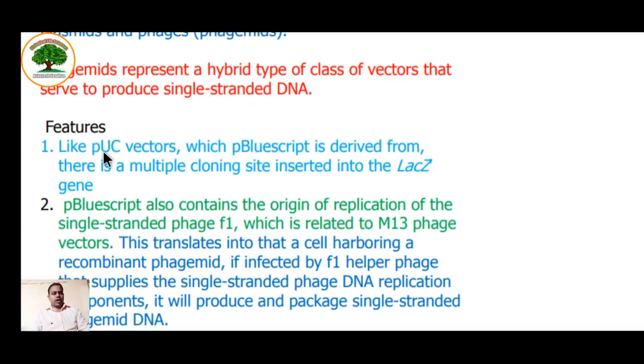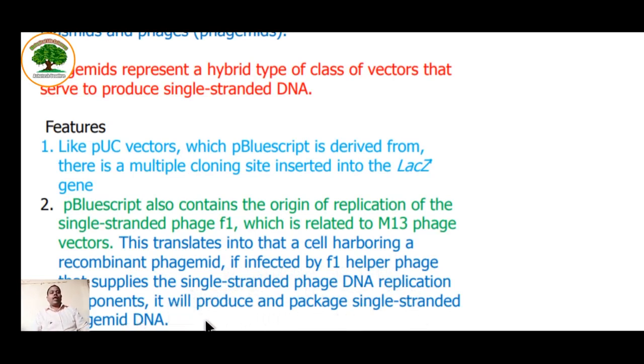There are different features. Let's look at the features one by one. Like pUC vectors, pBluescript is derived with a multiple cloning site inserted into the lacZ gene. As we know, in pUC vectors the selectable marker gene is the lacZ gene. Here also the selectable marker is lacZ, and the plasmid Bluescript also contains the origin of replication of a single stranded phage, that is the f1 phage, which is producing single stranded DNA, and it is also related to the M13 phage vector. This means a cell harboring a recombinant phagemid, if infected by f1 helper phage, is supplied with what is needed for replication, and it will produce and pack single stranded DNA of the phagemid.